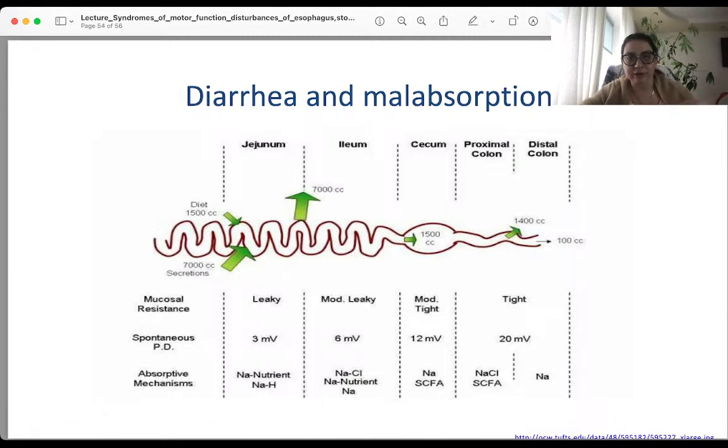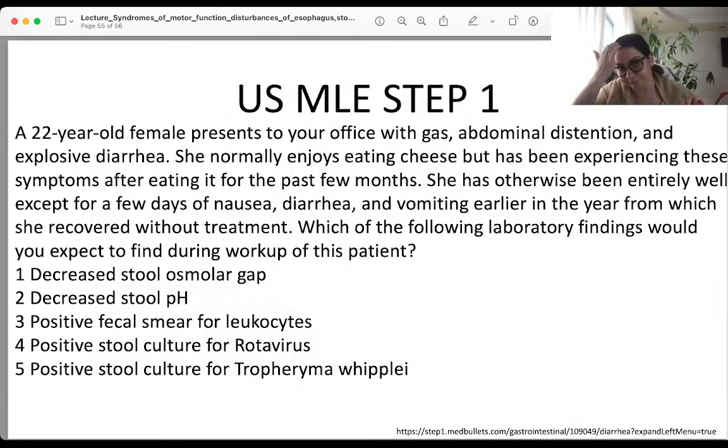As a result of diarrhea, malabsorption can be in different parts of the intestine, from the jejunum, ileum, cecum, proximal and distal colon, or the whole length of the intestine. And according to which part of the intestine is disturbed, there is different mucosal resistance and different absorptive mechanisms, which can be disturbed and lead to malabsorption of different nutrients.